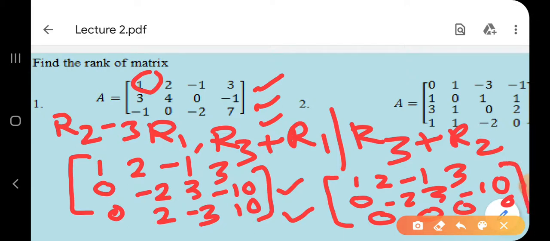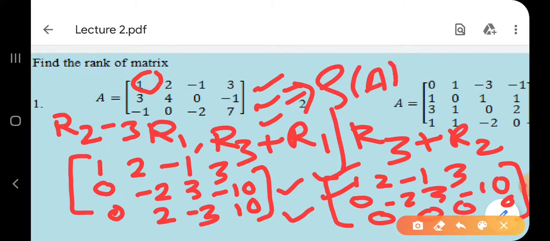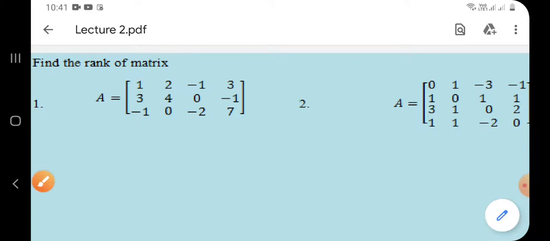So what is the rank of this matrix? There is only one zero row and two non-zero rows are there. Two non-zero rows, so the rank of this matrix is rank of A equal to 2. Understood this? The same way we can solve the next example also.